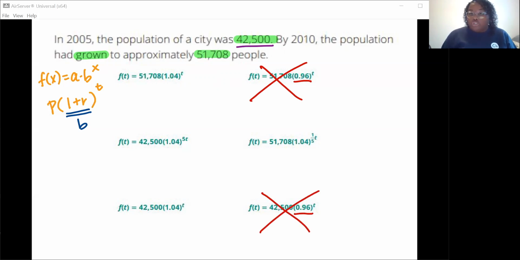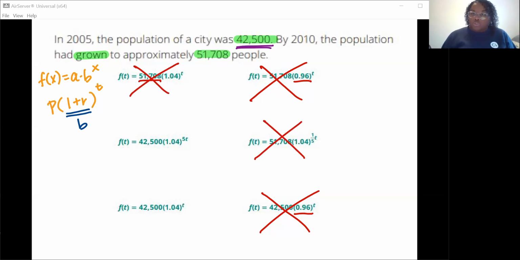Now let's talk about the initial value, so that a value. We know from the scenario here that my a value should be 42,500. So that means I can eliminate this answer choice because the initial value is not 51,708. That's the ending value. And for the same reason, I can eliminate this answer here.